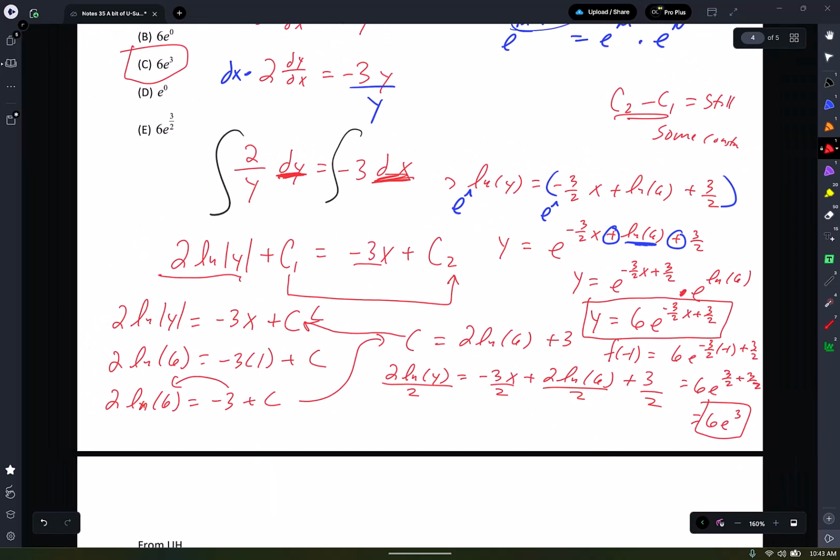That's about as hard as it gets until you get to a class called differential equations, and you'll be doing second order differential equations. You're going to do this, guaranteed, 100%.